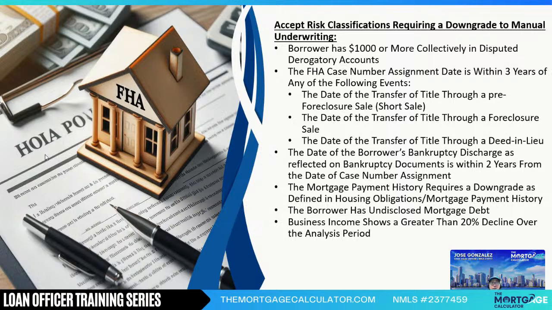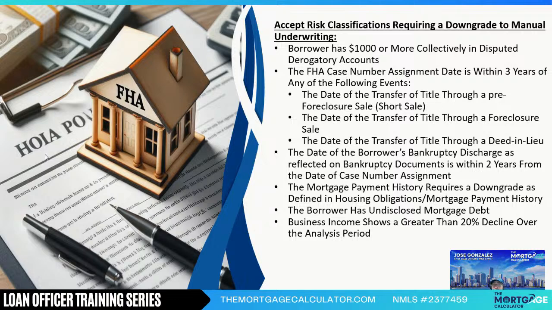The first one, this is the one that's the most common, is that the borrower has $1,000 or more collectively in disputed derogatory accounts. Now, what exactly does this mean? Well, look through the credit report and you can see any accounts that in the comments say that they're disputed, right? So if they're disputed and they're a derogatory account, they're going to be counted in the mix. And if the individual balances of all the disputed accounts total $1,000 or more, or if it's just one account that is for $1,000 or more, then you have to downgrade the approval to a manual underwrite. This is where you, as the MLO, need to make that call.